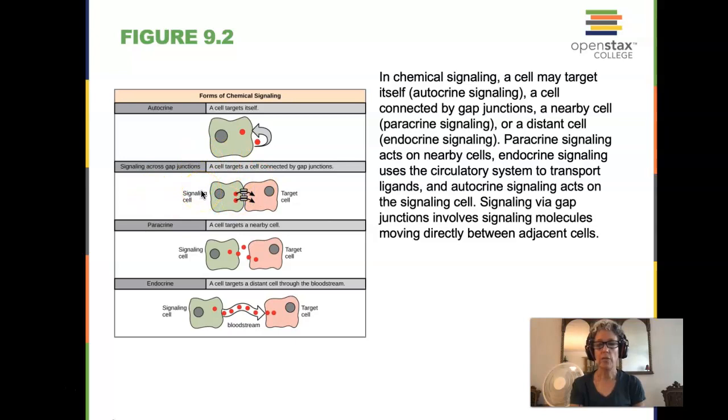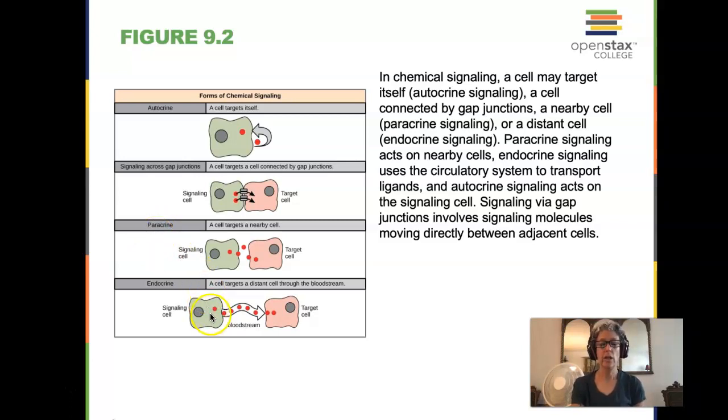We can have paracrine signals where these 2 cells are nearby each other, but they are not connected. They're not part of the same tissue. And so this signaling cell is releasing chemicals that are received by a very close by cell that is called paracrine, around in the same neighborhood.